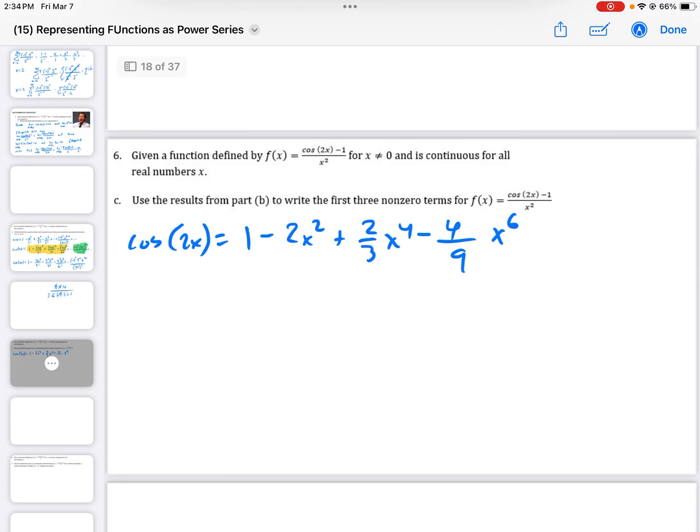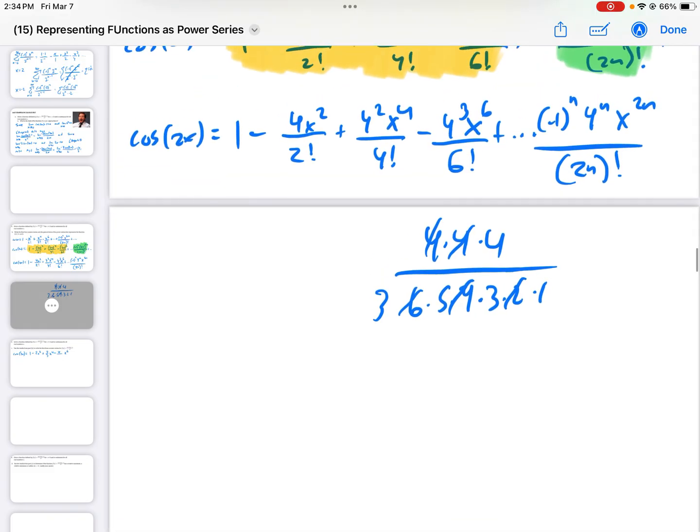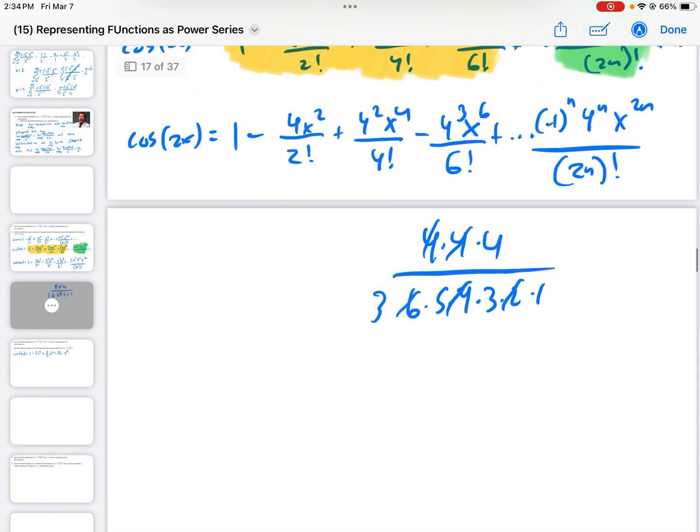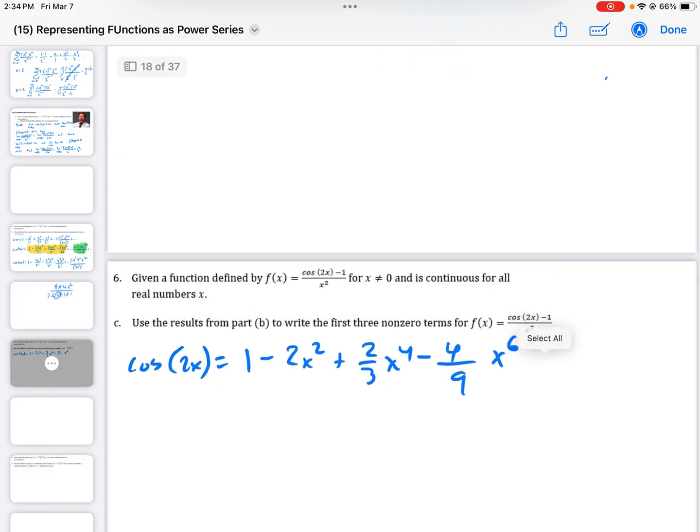Okay, maybe I should reduce that. Let me just double check this. That was 4 times 4 times 4, x to the 6th over 6 times 5 times 4 times 3. Oh, there's a 5 right there. Okay, so 45. Okay.